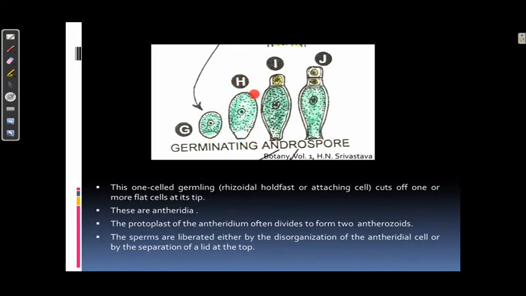This one-celled germling, this is the androspore, which settles by its anterior end and germinates by laying down of the wall, is now known as one-cell germling. It is actually the holdfast cell or the attaching cell. Now it cuts off one or more cells towards their tip, which now functions as antheridium.